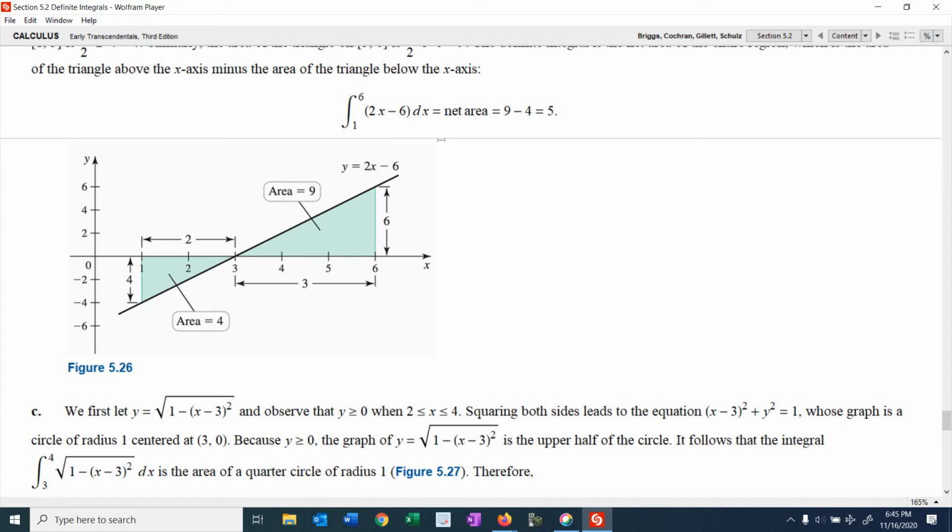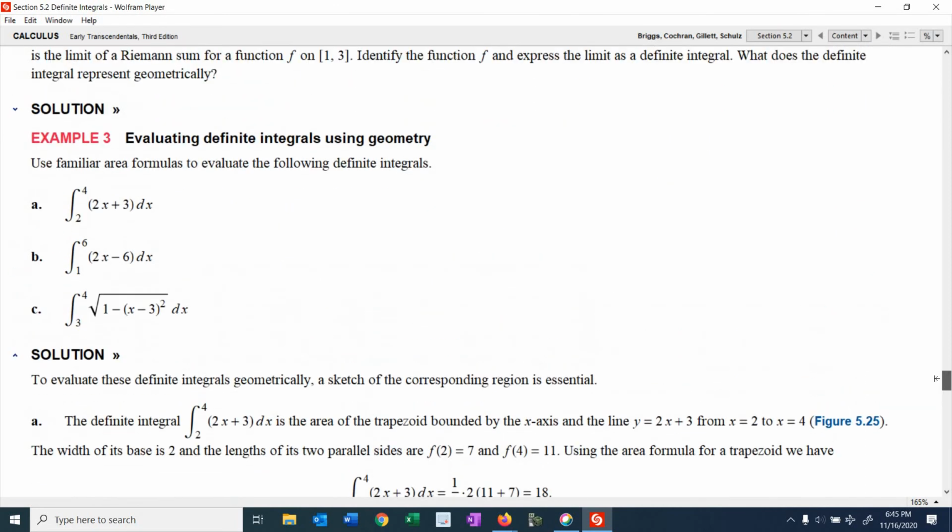Again, we didn't have to use the limit definition to find it. We used the geometric interpretation of the definite integral, which is the idea that it's equal to the net area that's trapped between the function and the x-axis. Okay, let's look at one more.